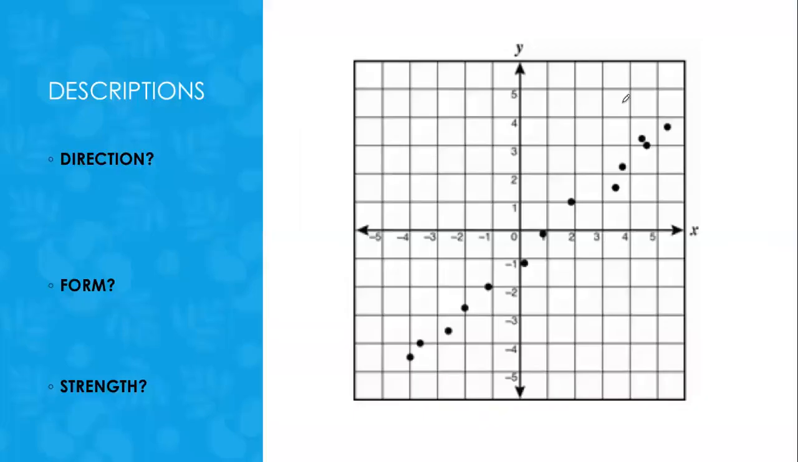All right, so let's look at this one, okay? I want you to think in your head, everyone get an idea. What would you say the direction is, the form, and the strength? So just think right now. Don't say it out loud. Just think right now. Direction, form, and strength. All right, do I have a volunteer for this first one? Jayla?